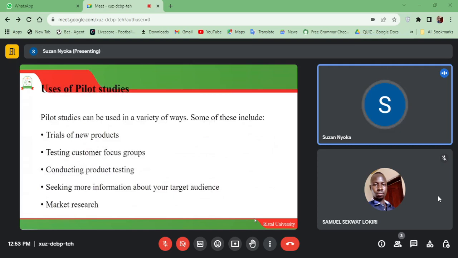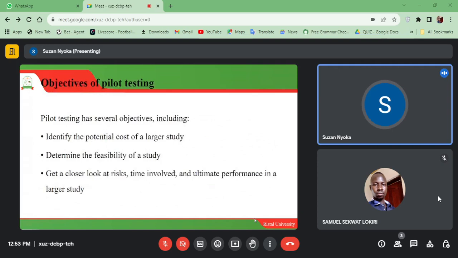Uses of pilot studies. Pilot studies can be used in a variety of ways. Some of these include, one, trials of new products. You can use a pilot study to try your new products. And you can use it for testing customer focus groups. You can use it for conducting product testing. You can use it for seeking more information about your target audience. And then you can use it for market research.